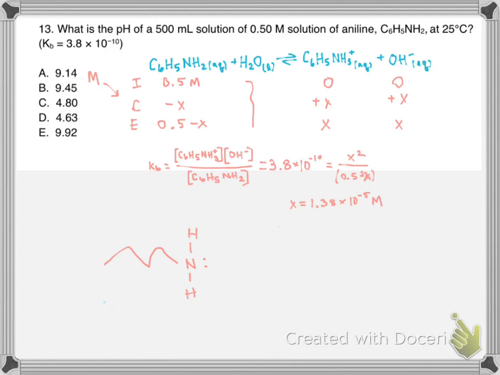So then if we look back up at our ice table, we can see that this is going to be equal to our concentration of hydroxide. So when we go ahead and take the negative log, we'll be solving for pOH. And that ends up being 4.86. And so our pH is going to be equal to 14 minus 4.86, which is going to be equal to 9.14.